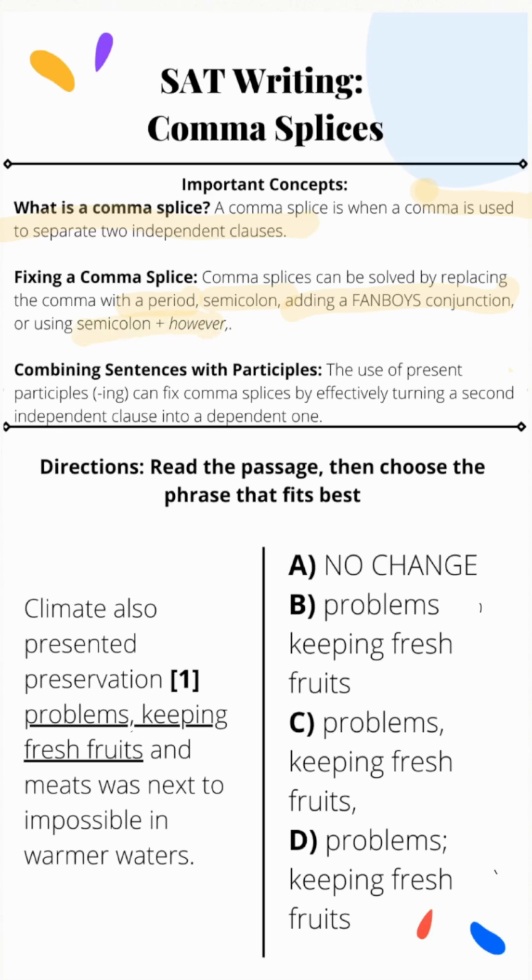Now, combining sentences with participles is a little bit different. The use of the present participle with the ing ending can actually fix comma splices, and we do that by turning a second independent clause in a sentence into a dependent one.